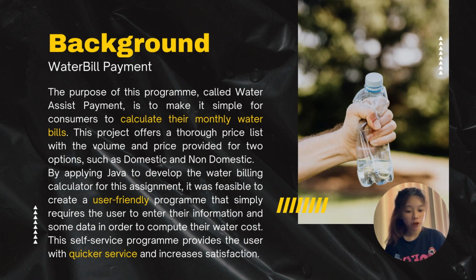The purpose of this program, called Water Access Payment, is to make it simple for consumers to calculate their monthly water bill. This project offers price lists with the volume and price provided for two options, domestic and non-domestic. By applying Java to develop the water billing calculator for this assignment, it was feasible to create a user-friendly program that simply requires the user to enter their information and some data in order to compute their water costs. This self-service program provides the user with quicker service and increases satisfaction.